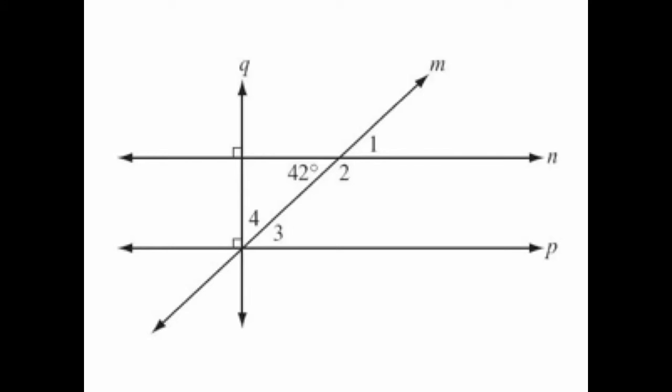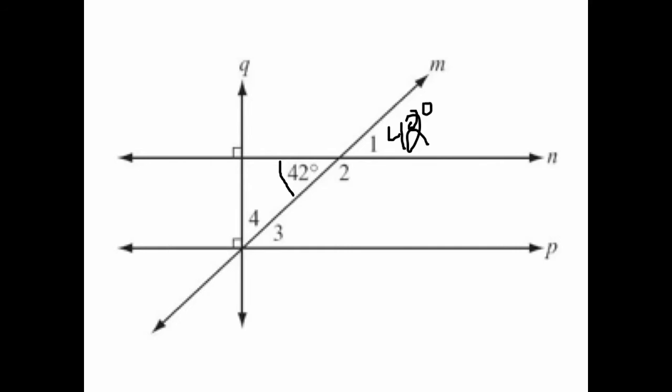Alright guys, let's look at this one. I'm already given 42 degrees. I need to figure out the measure of angle 1, 2, 3, and 4. Let's do the easy ones first. I see that 42 degrees is vertical to angle 1. And if it's vertical, it means that they're going to have the exact same measurement. So angle 1 is 42 degrees.